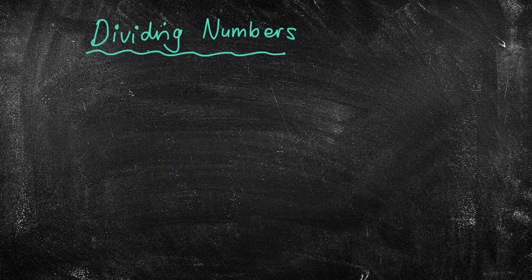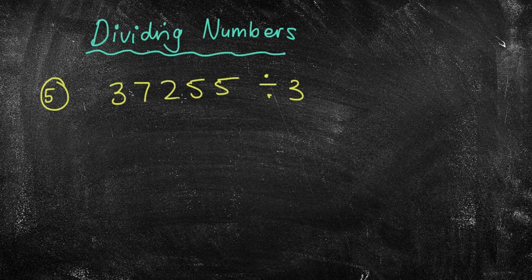Alrighty, let's go with number 5 now. Hopefully this one will be the one I would like. 37,255 divided by 3. Again, if you wanted to check if it goes in evenly, 3 plus 7 is 10, plus 2 is 12, plus 5 is 17, 22. 22 divided by 3 is not going to be exact, therefore it's going to be the question I want. It doesn't go in exactly.